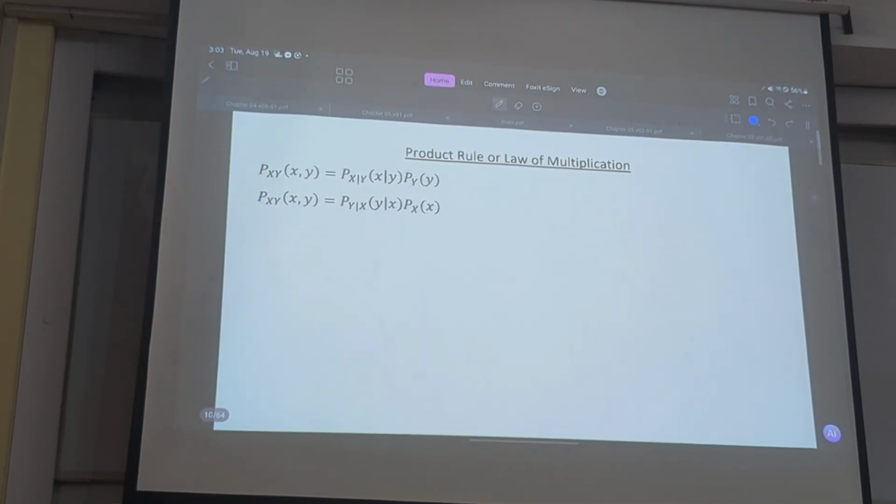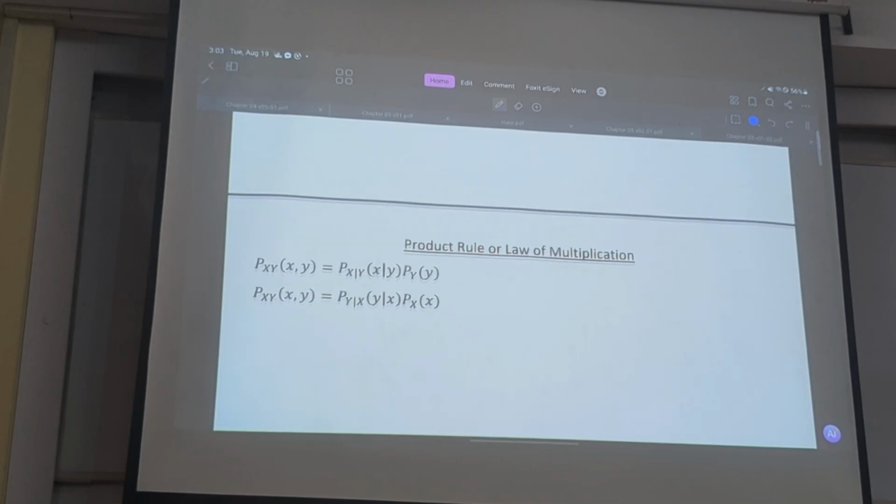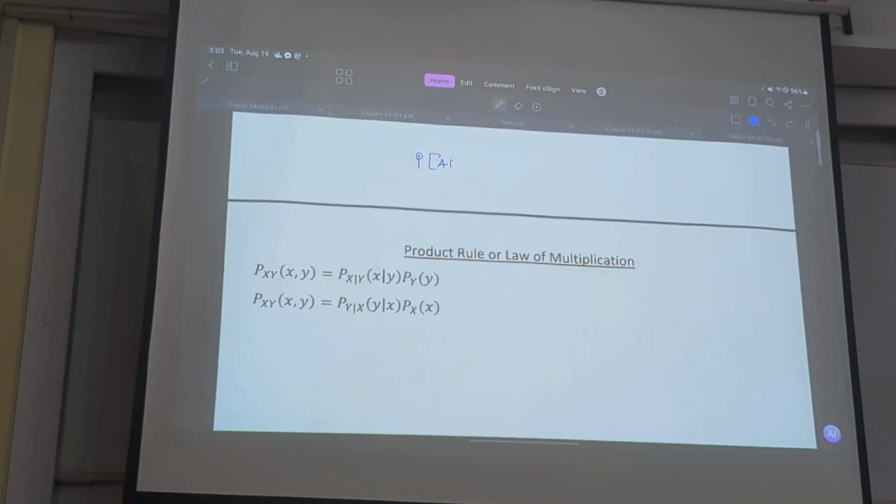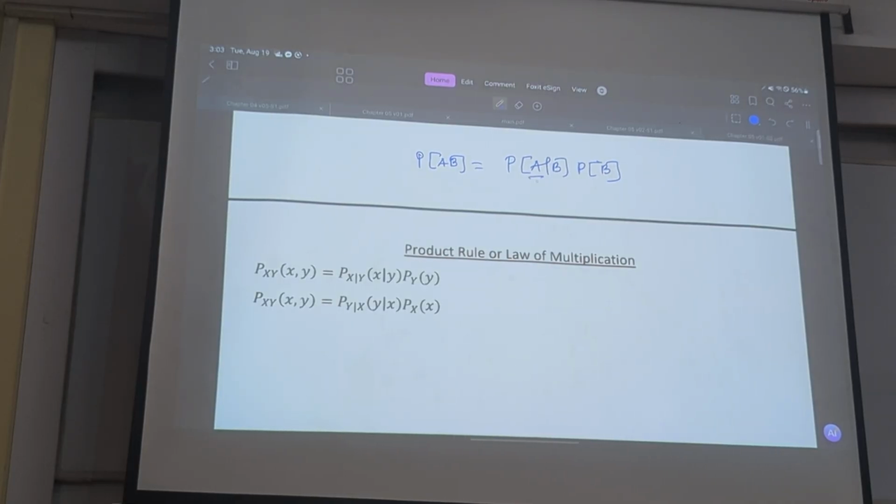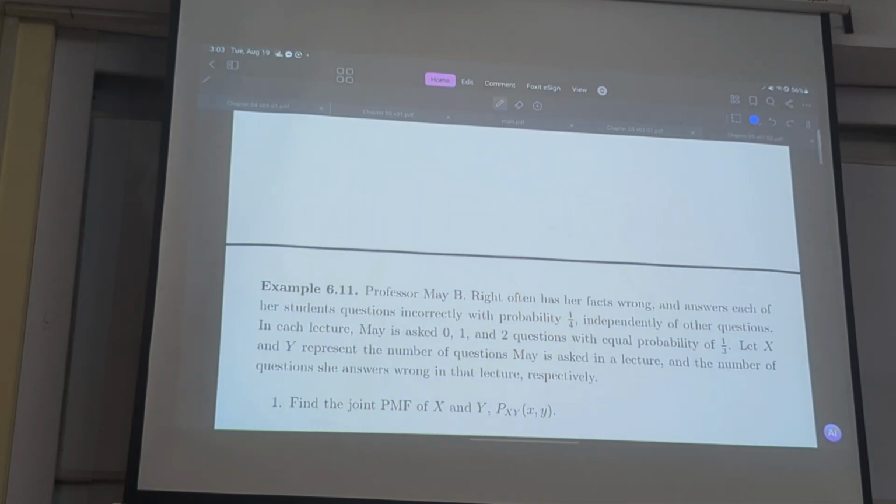Now the product rule. The product rule is the same as before. A is a random variable, B is a random variable. Same thing is there. Here it is the conditional probability of A given B, here the conditional probability of X given Y. And instead of probability of B, we have the marginal probability of Y. Right? So you have a problem to solve.